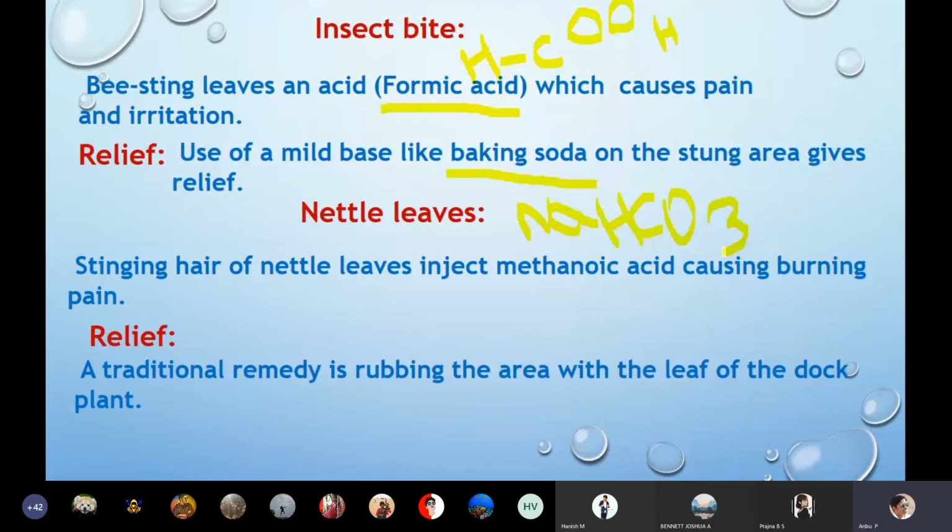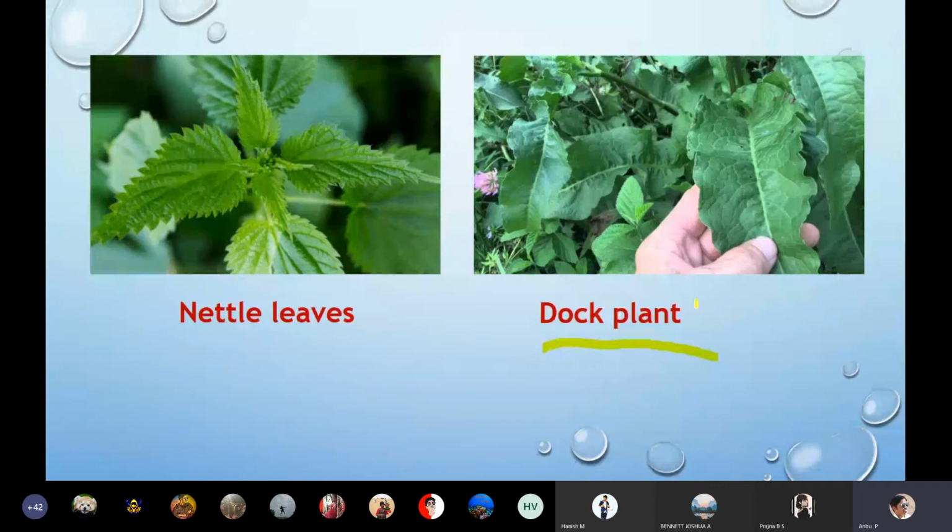Maybe I will show you the image of these nettle leaves. So nettle leaves inject methanoic acid, and this is a dock plant, and this dock plant can release the base. Especially this dock plant is not very common in India. It is most common in the US. Okay, since it is given in your NCERT textbook, we are discussing this.